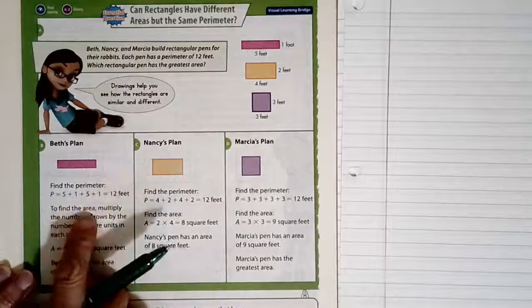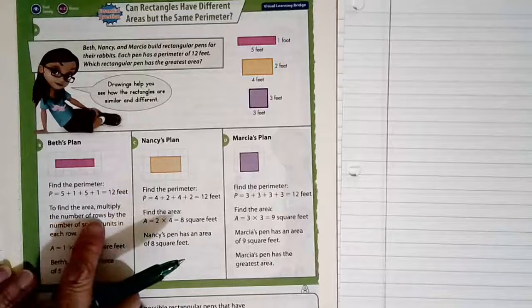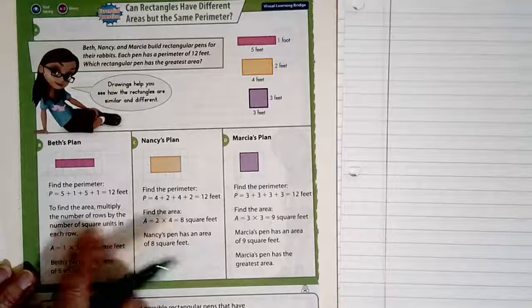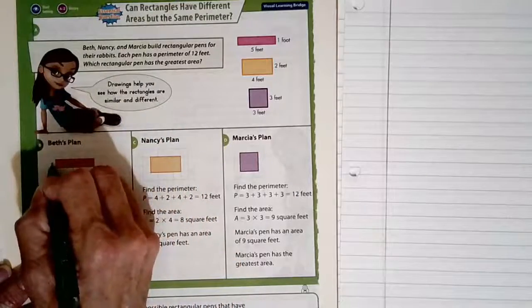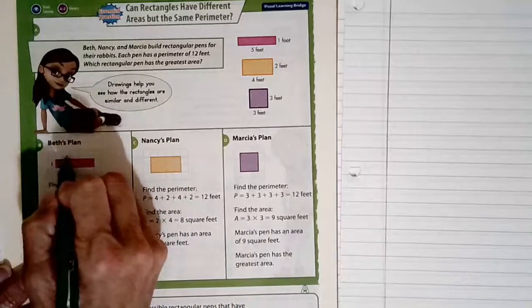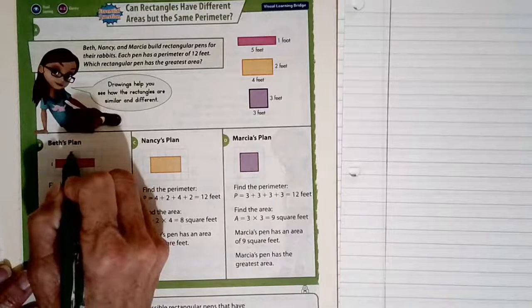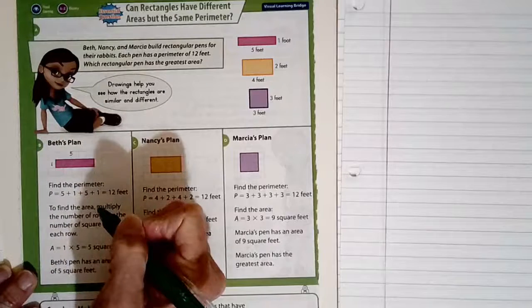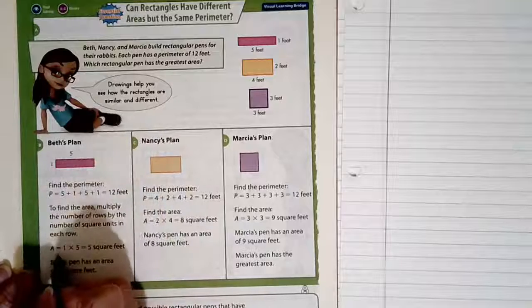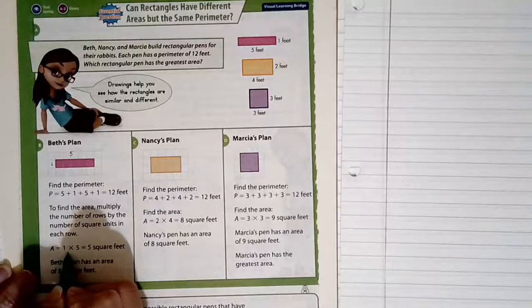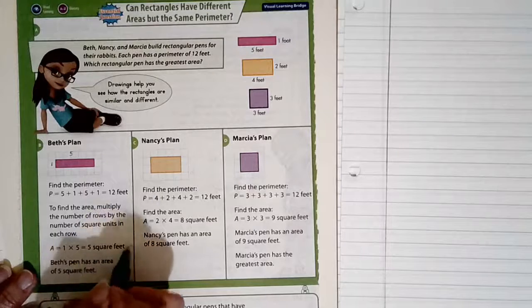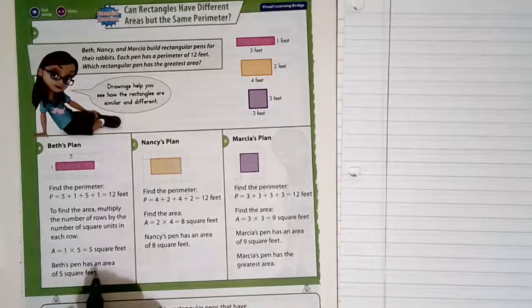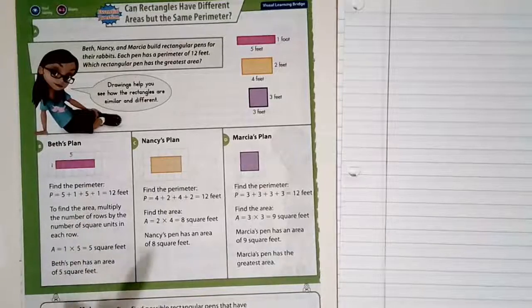Now to find the area, we're going to multiply the number of rows by the number of square units in each row. So in here, we have 1 row, and there's 1, 2, 3, 4, 5 square units in the top. So we say area is equal to 1 times 5, which is equal to 5 square feet. So Beth's pen has an area of 5 square feet.